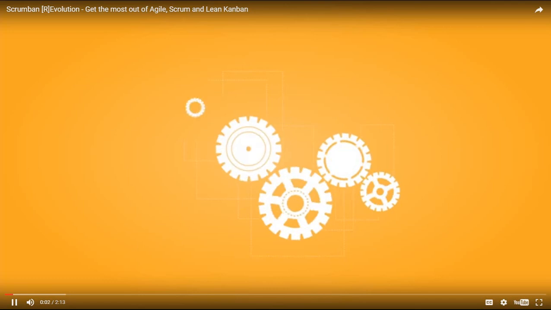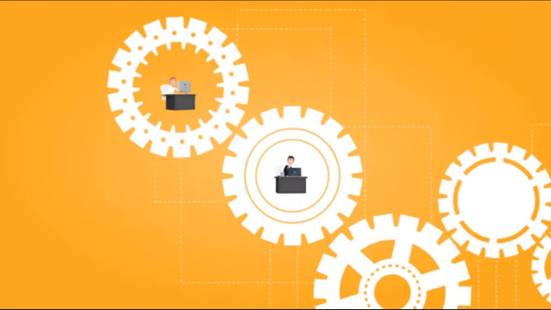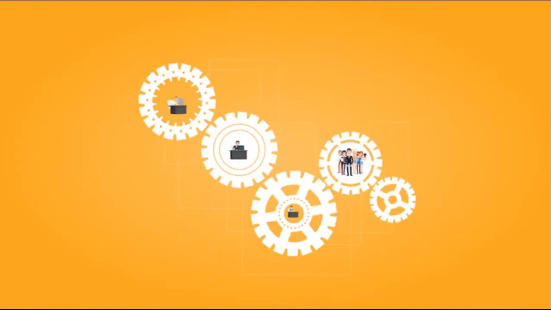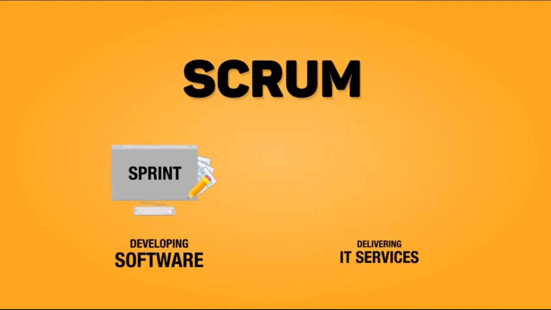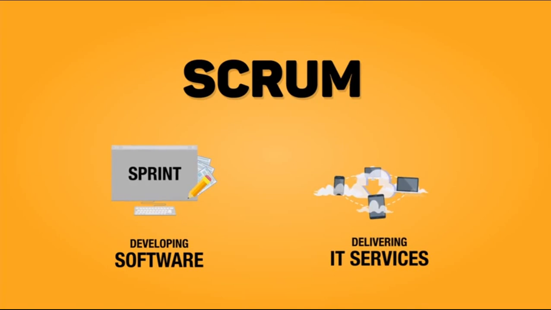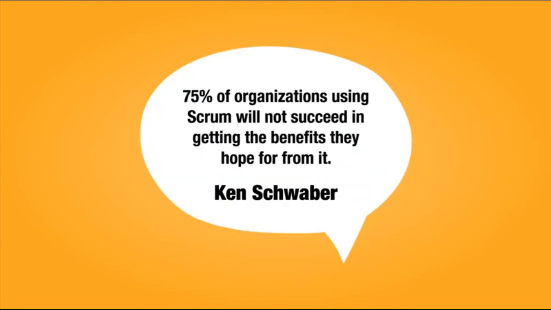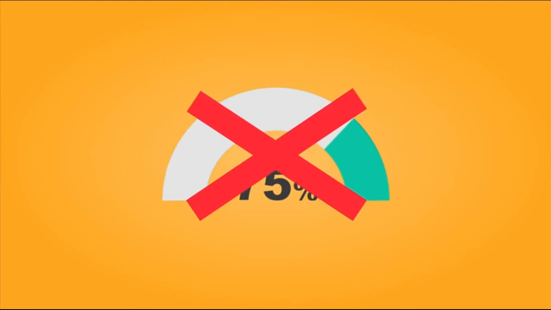To be competitive in today's fast-moving marketplace, organizations must be able to quickly adjust direction while maintaining high productivity in every aspect of their business. This reality has driven more and more companies to adopt Scrum as their preferred way of developing software or delivering IT services. Consequently, Scrum has become the most commonly used agile management methodology. Yet, Ken Schwaber, the co-creator of Scrum, acknowledges that 75% of organizations using Scrum will not succeed in getting the benefits they hope for from it. You don't have to be part of the 75%.